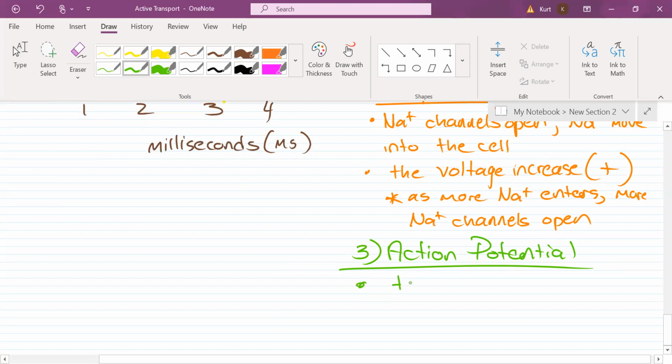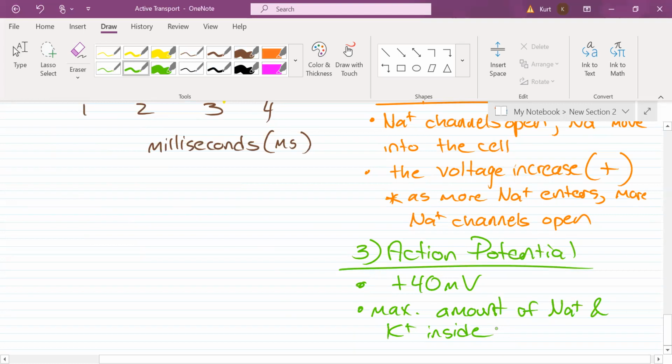This has a millivoltage of positive 40 millivolts. You have the maximum amount of sodium and potassium inside. So this is very short-lived, like maybe a millisecond at most. This is what is allowing the electrochemical signal to travel down your neuron to whatever the intended target is, your brain, your spinal cord, your muscles.